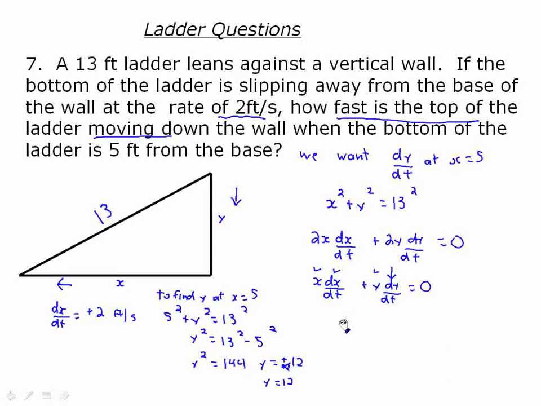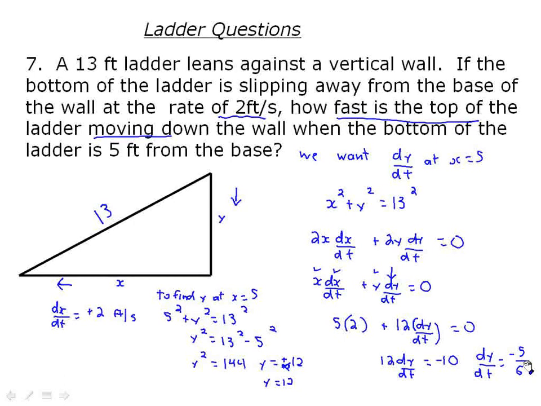Substitute everything in. x is equal to 5. dx/dt is equal to 2. y is equal to 12 multiplied by dy/dt. This is equal to 0. So bring the 10 over. So 12 dy/dt is equal to negative 10. So now when you divide by 12, you'll get negative 5 over 6 when you reduce that fraction. It is negative as we wanted it to be, as we expected it would be.